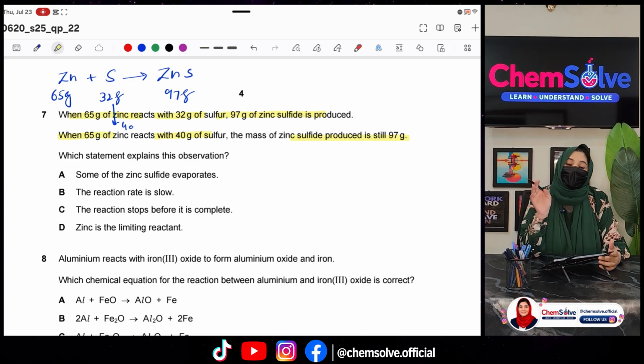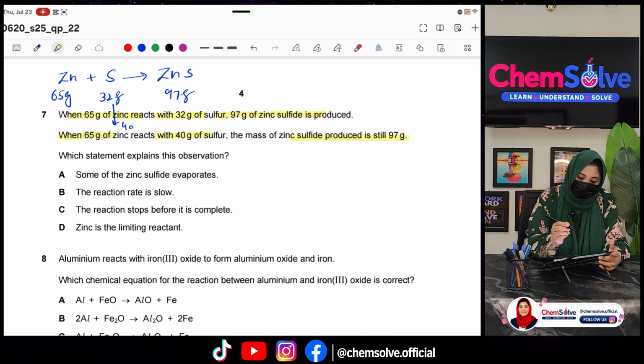They will be in excess. They will not be utilized. They will not react with the zinc. Why? Because zinc is only 65 gram in the second case as well, and that 65 gram will react with the 32 gram of sulfur. Now we need extra zinc to react with the extra 8 gram of sulfur, but we don't have the extra zinc. That's why zinc is the limiting reactant here. So no extra calculation is needed.